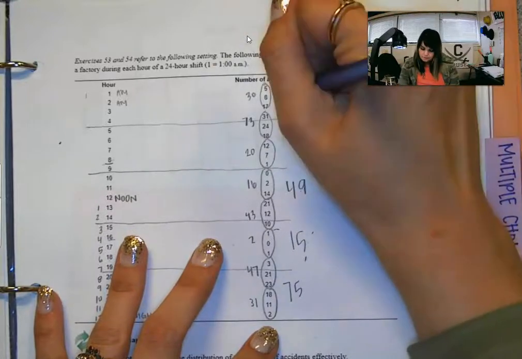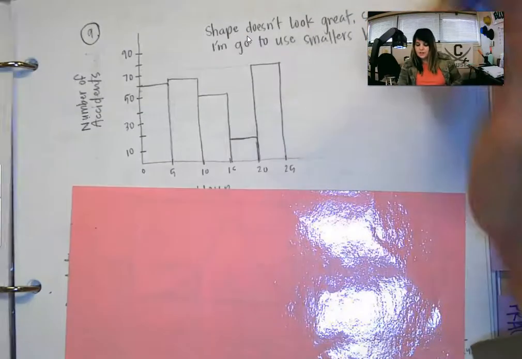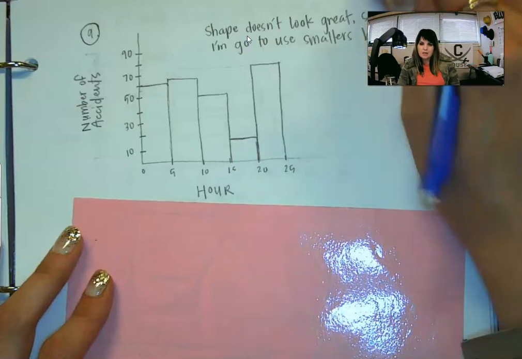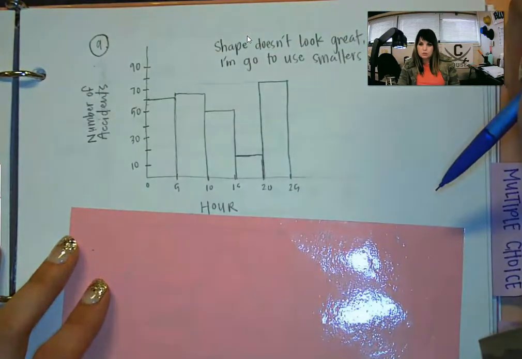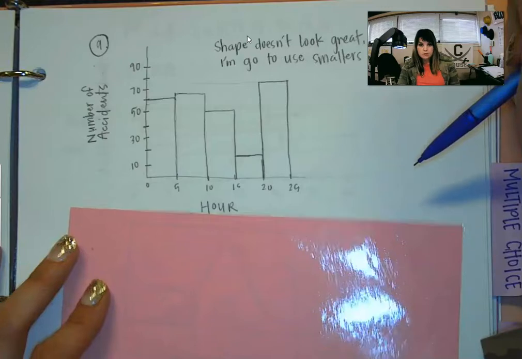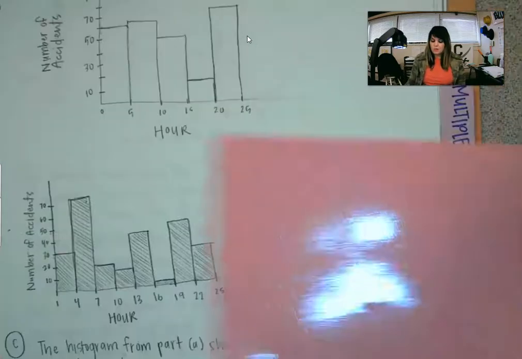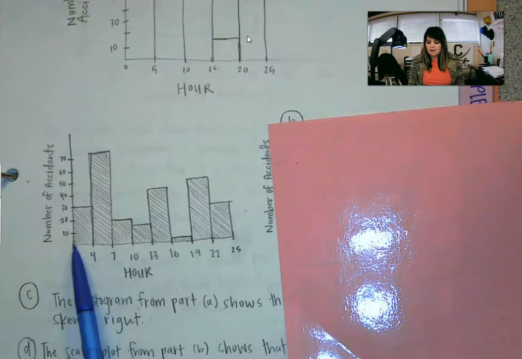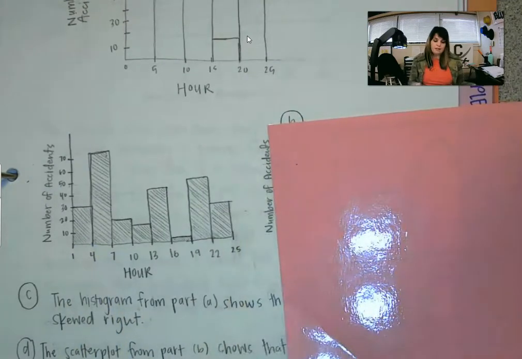Okay, so then over here, this is the scatter plot that matches this, and that to me looks horrible. So then I decided, well, maybe I need to make smaller bins. So down here, I have a bin size of 3. So I changed my bin size from 5 to 3.